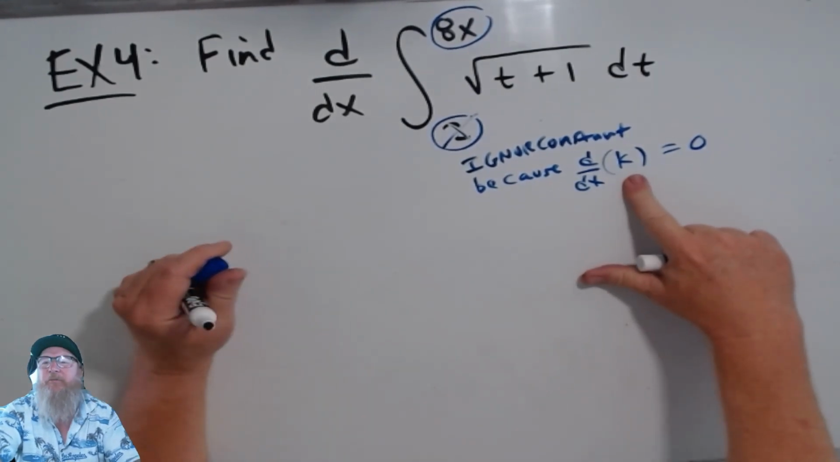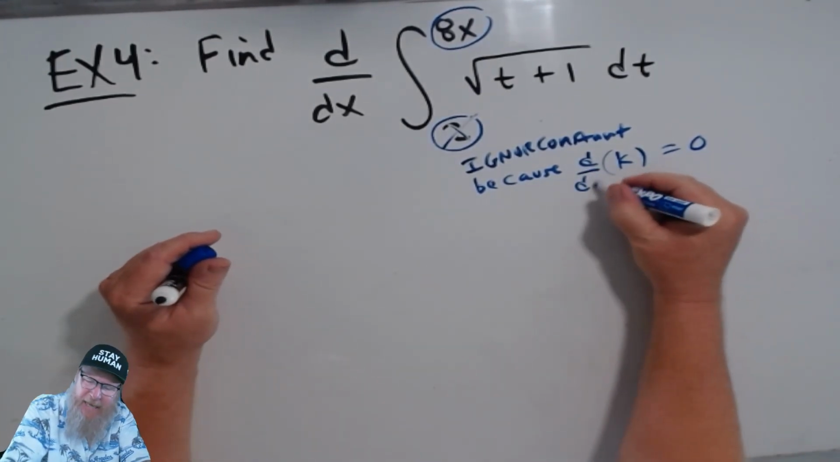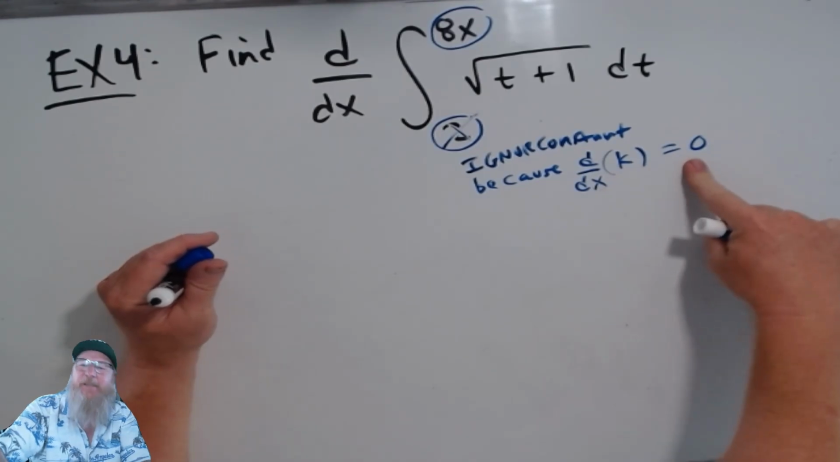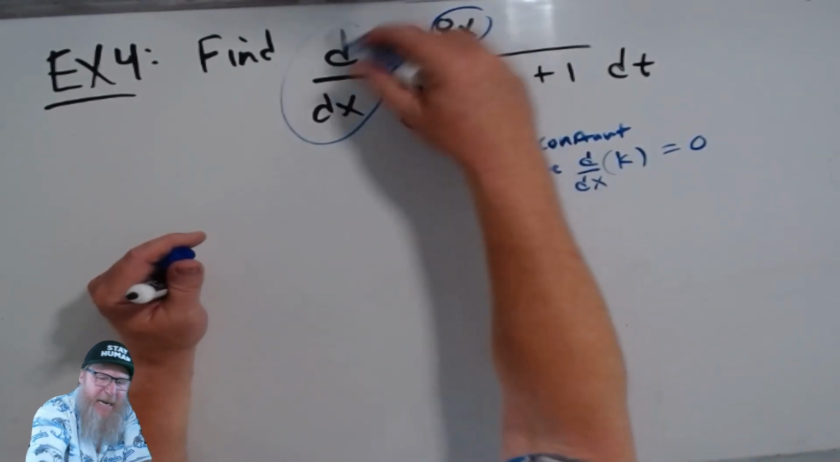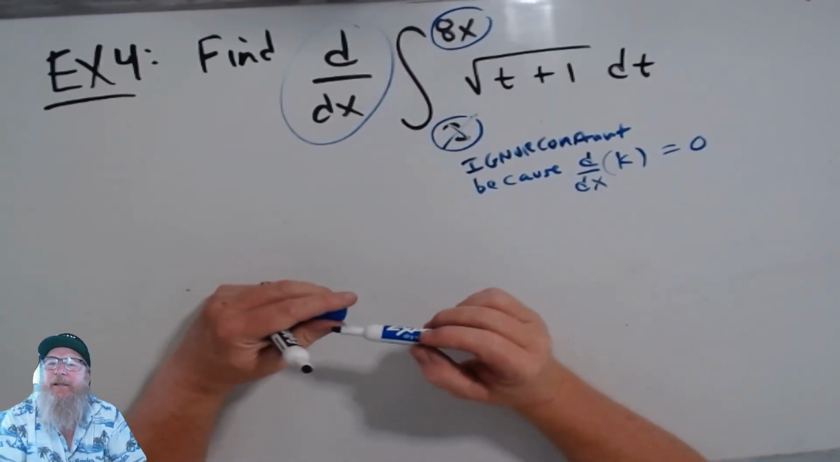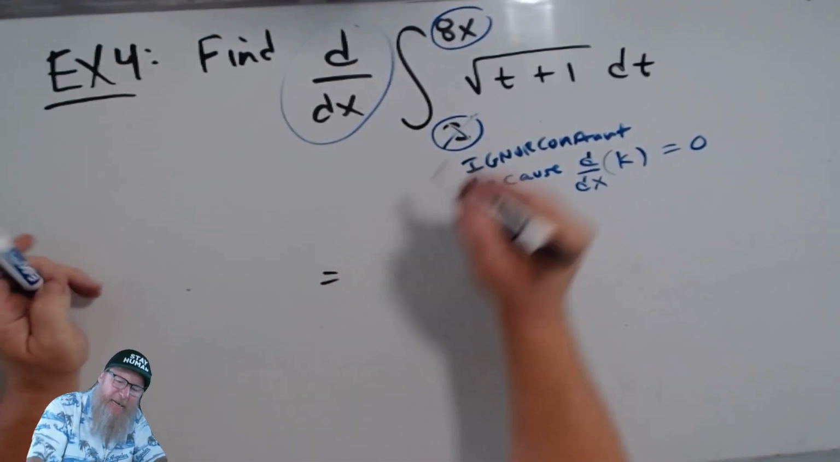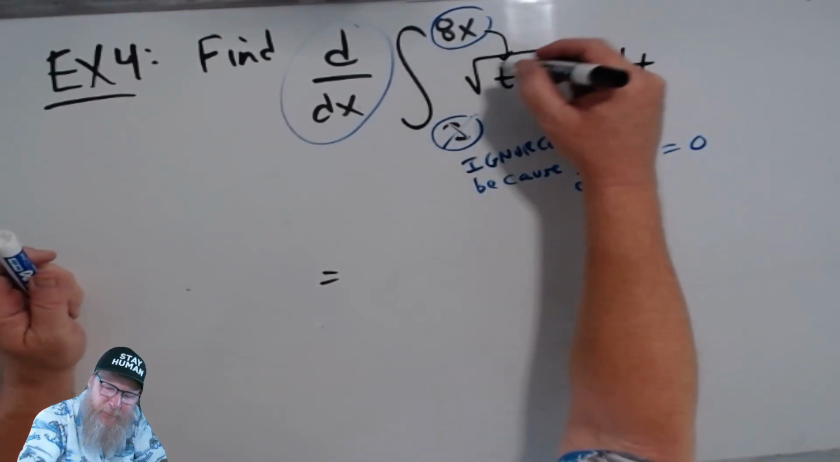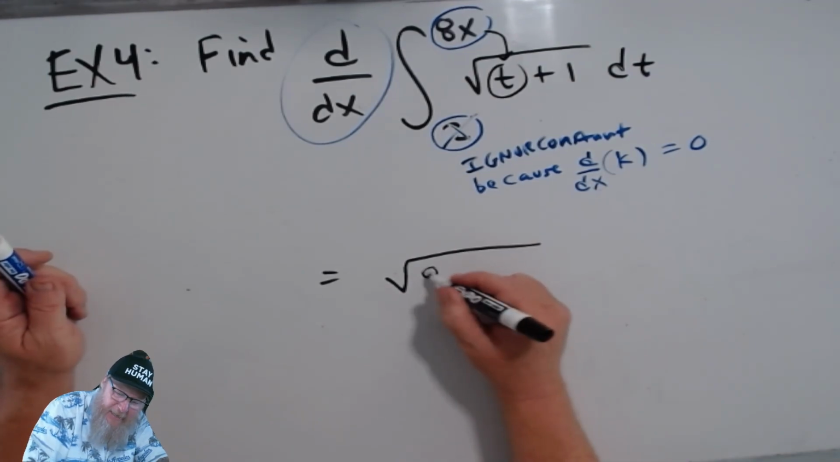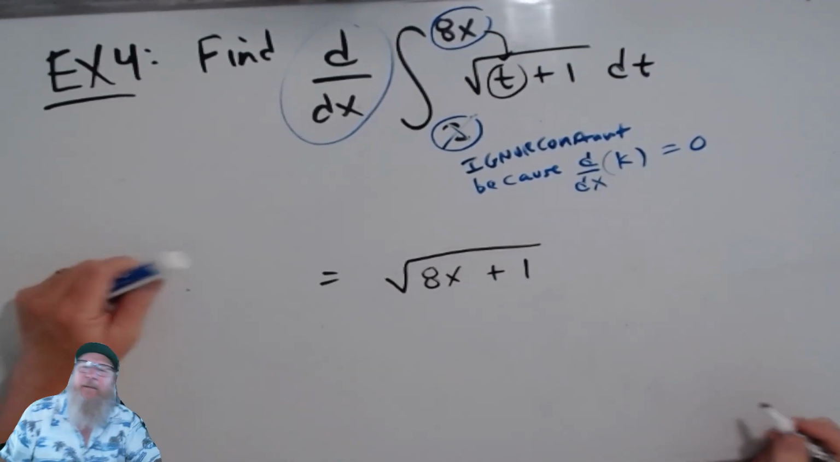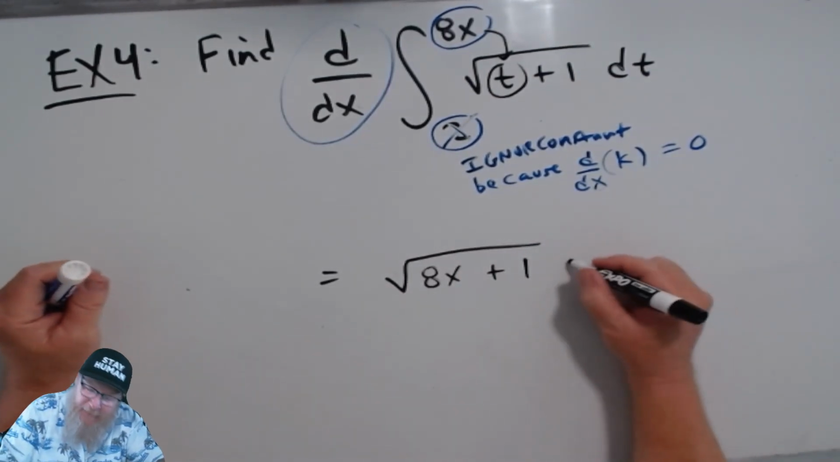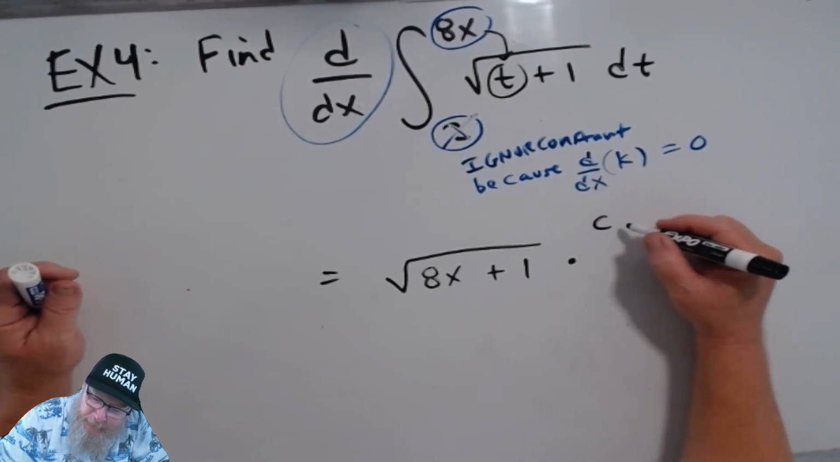There's our official formula for it. d dx of k is equal to 0. So that's going to be 0. Remember, we're taking the derivative of this. However, we can't ignore the 8x. The 8x replaces the t. But then we have the chain rule.